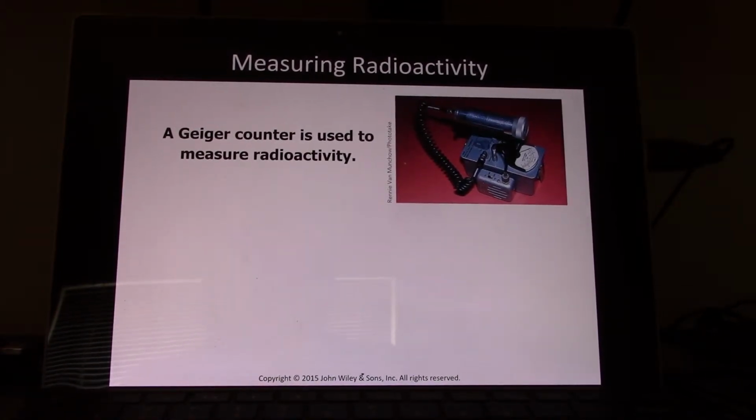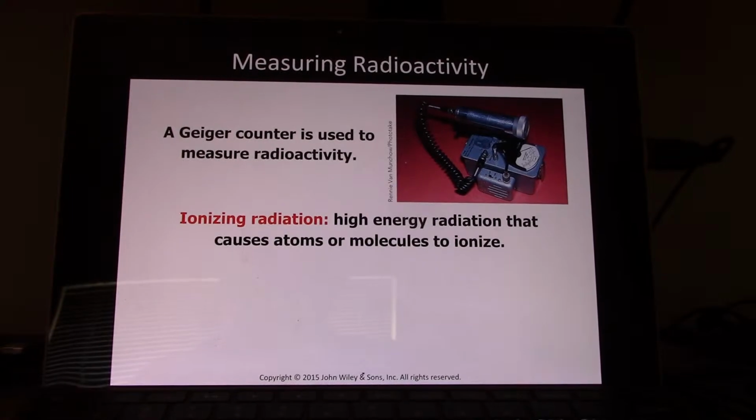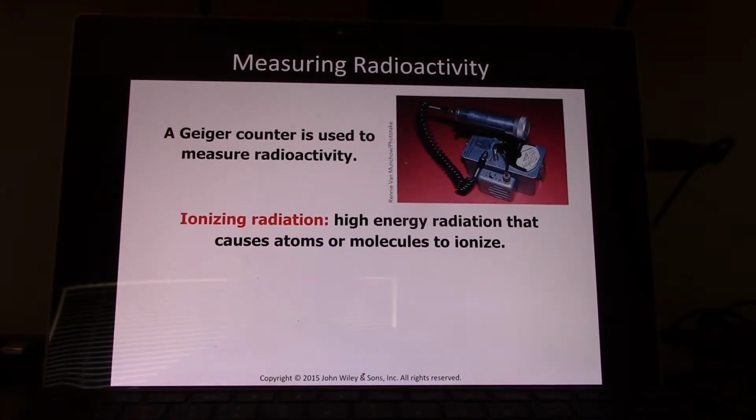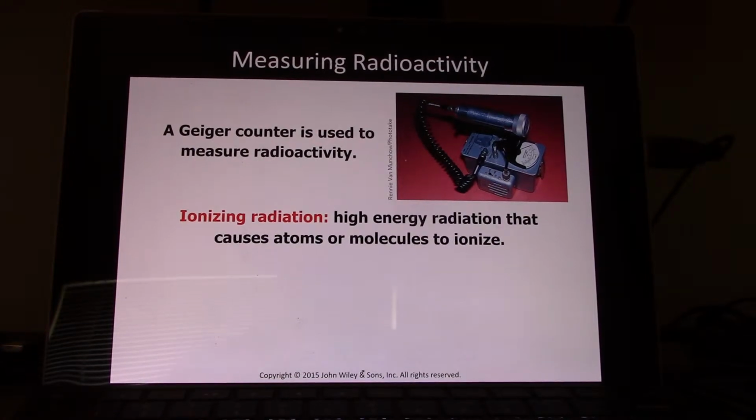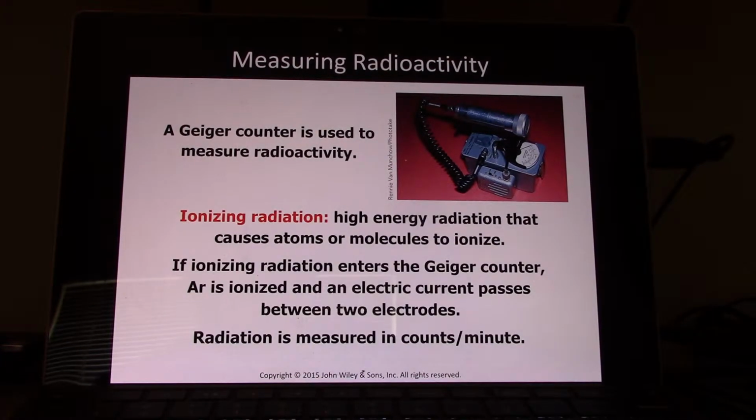Geiger counters are used to measure radioactivity. Ionizing radiation is high enough energy radiation that it causes atoms or molecules to ionize. It rips electrons off of them and they get a charge. If the ionizing radiation enters the Geiger counter, argon, the noble gas, is ionized and an electric current passes between the electrodes. Radiation is measured in counts per minute of this ionization process.